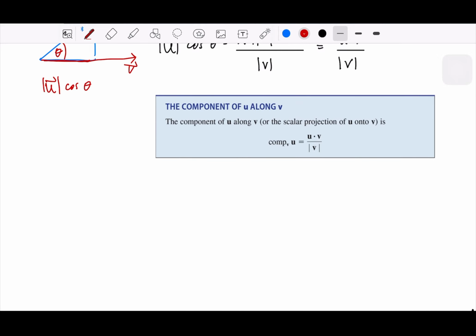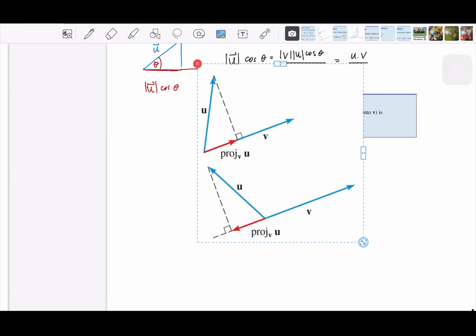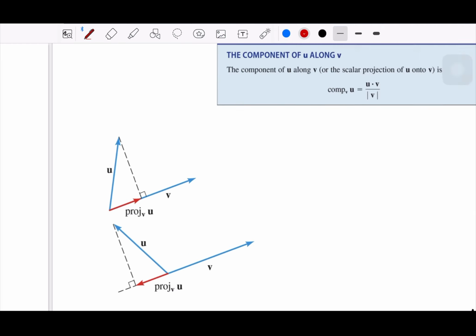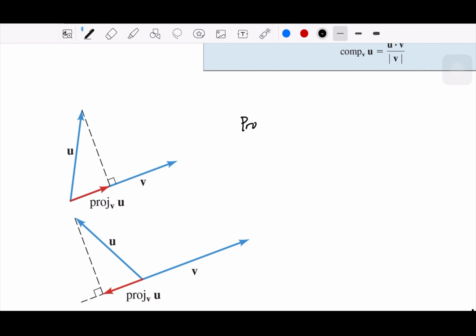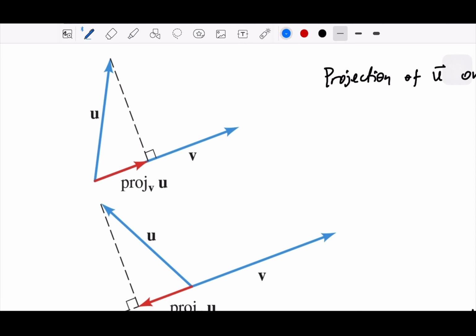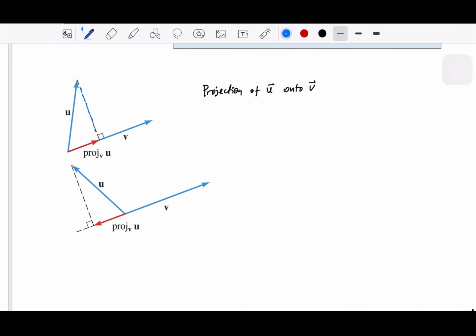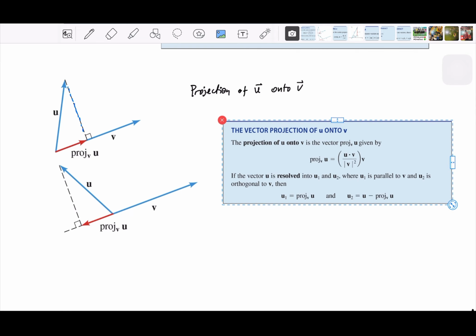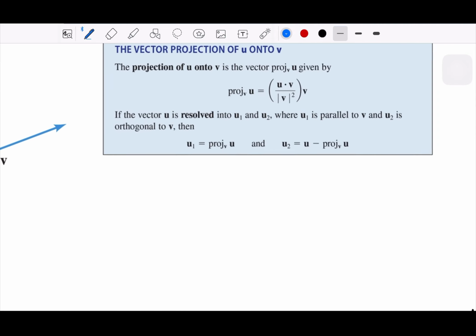There is another application, which is the projections. So if we project like this, so this is the projection. So the projection of u onto v. So we have a view, and then we project, and then this will be the projection. And then we could take a similar approach, and this will be the result.